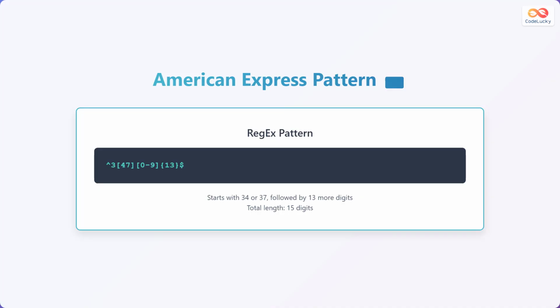Let's explore the regular expression pattern for American Express cards. The regular expression is ^3[47][0-9]{13}$. This pattern indicates that American Express card numbers begin with 34 or 37, followed by 13 additional digits. Thus, the total length of the card number is 15 digits.